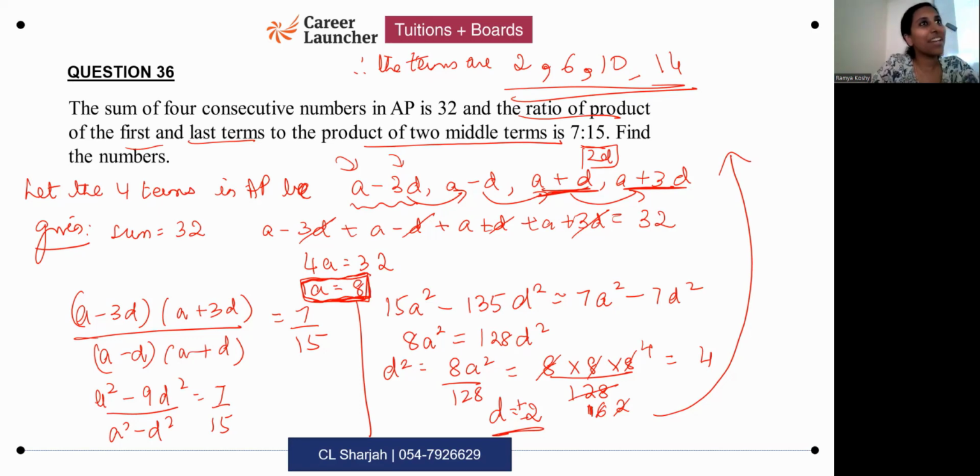So if the question was find the AP, you have to write both cases separately. But here the question is find the numbers. So when it's find the numbers, the order does not matter. That's why to save time, I didn't bother writing case 1 and case 2. If you write that also, no problem. I did that here because they told find the numbers. If they told find the AP, 100% I would have written case 1, case 2.